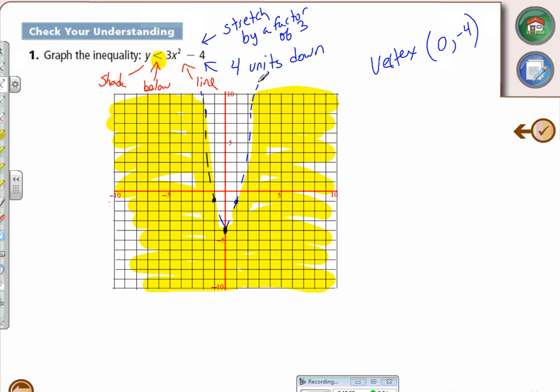A test case could have also been done here. The test case that I always will suggest is 0, 0. Plug it in. So 0, is it less than 3 times 0 squared minus 4? Is 0 less than -4? No, that is false, so do not shade where the 0, 0 is. Shade the other side of the curve.